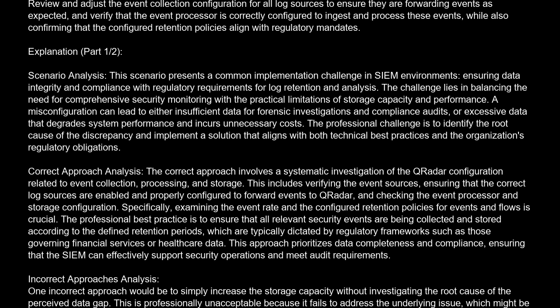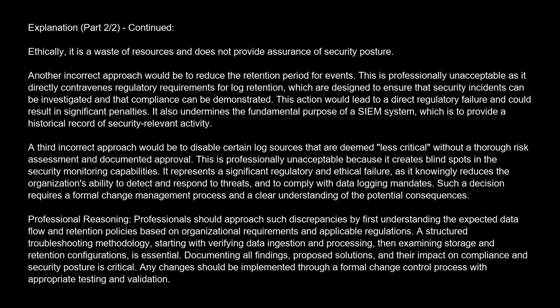Incorrect approaches analysis. One incorrect approach would be to simply increase the storage capacity without investigating the root cause of the perceived data gap. This is professionally unacceptable because it fails to address the underlying issue, which might be a misconfiguration in event collection or processing. It also represents a potential regulatory failure if the actual problem is that critical events are not being collected at all, leading to non-compliance with data logging requirements. Ethically, it is a waste of resources and does not provide assurance of security posture.